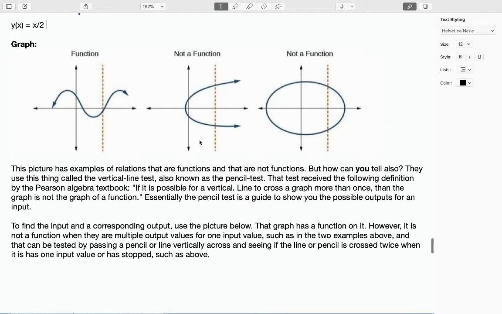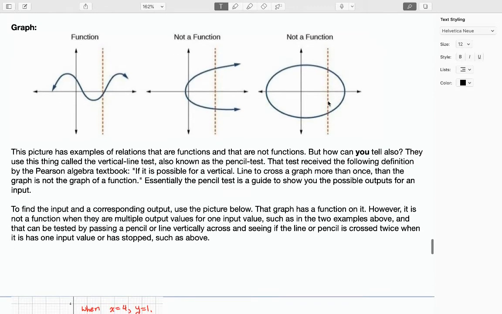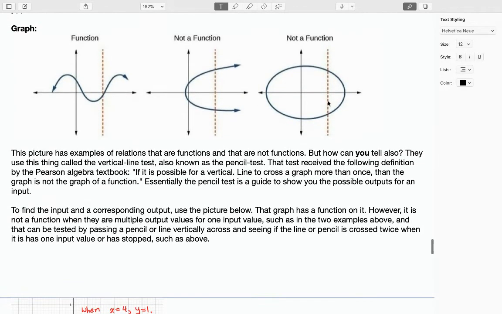Okay, graph. Here I have some examples of functions, not functions, and not functions again, because they're important. And I'm going to give you a smart trick to find out if a graph is a function or not, because sometimes they're hard to tell.